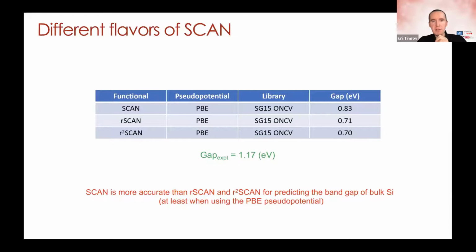But the take-home message is that the SCAN functional is indeed very accurate. It's often better than LDA or GGA. It goes to the same levels of accuracy as hybrid functionals, though it's computationally much cheaper. But there are still some numerical issues when using it in practice. So silicon is a simple case and it works very well. But if you take some more complicated material, it's not that easy to use SCAN, and often you have troubles converging your calculations.